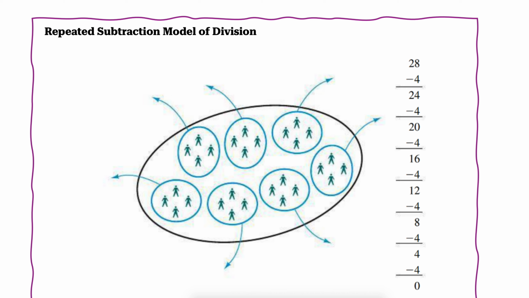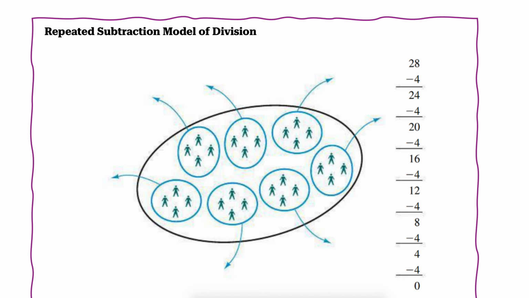How many are left? When you pull out the first group of 4, 28 minus 4, you're left with 24. Pull out a second group of 4, what are we down to? 20. And you're just going to keep subtracting down until you get to 0. How many times did you have to subtract 4? Well, in this case, 7 times to get down to 0. So 28 divided by 4 equals 7. So that's how division can be shown as repeated subtraction.